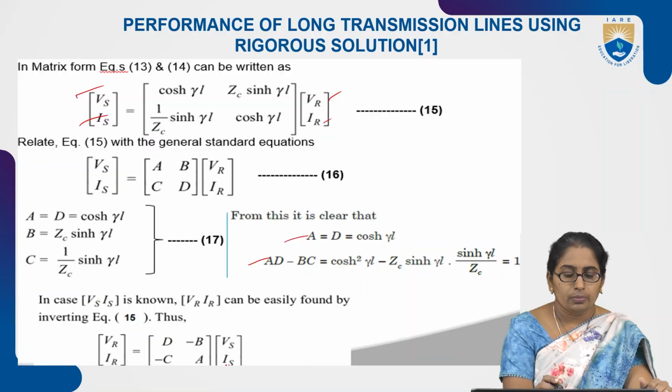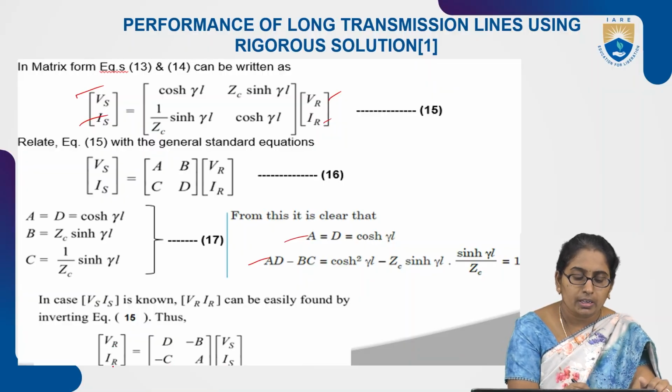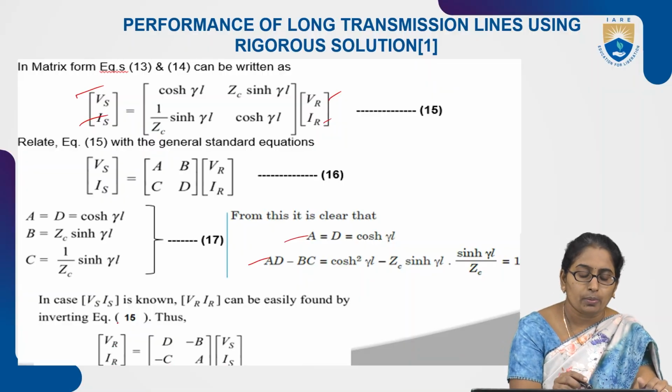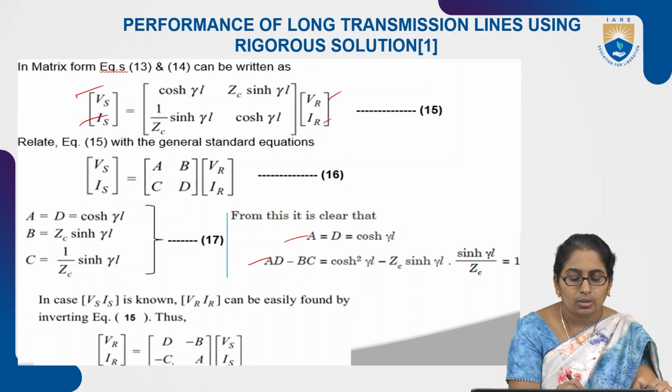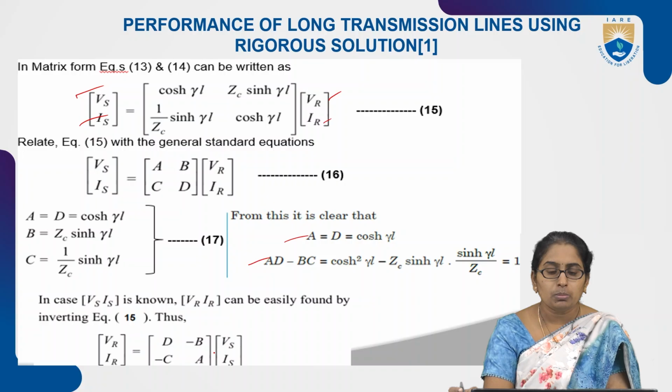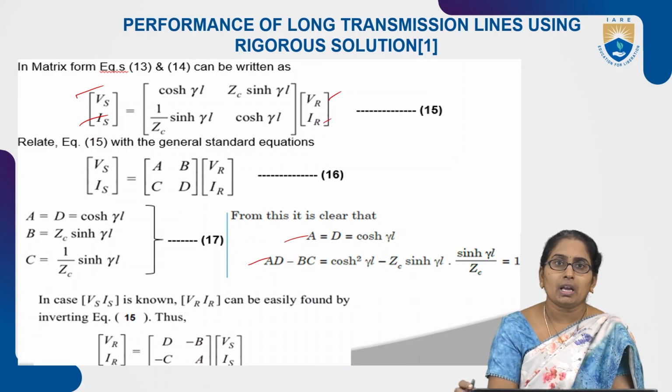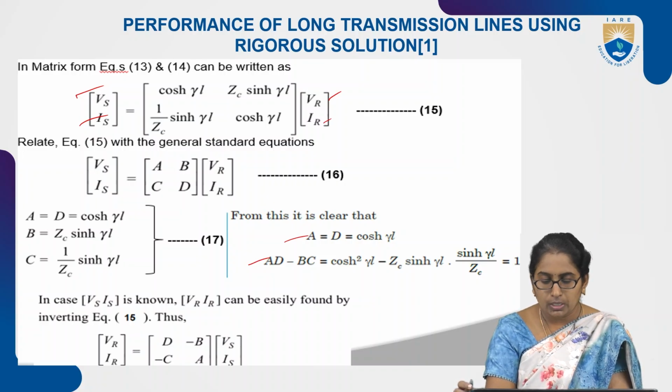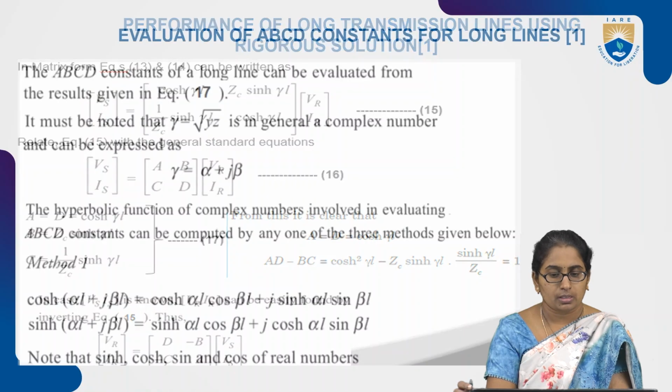Now, we can write down VR and IR equations also from the above. How? It is by inverting the above relation. So VR and IR is equal to D, minus B, minus C, A, times Vs and Is. That is how simply we can write down VR and IR equations also in terms of Vs and Is.